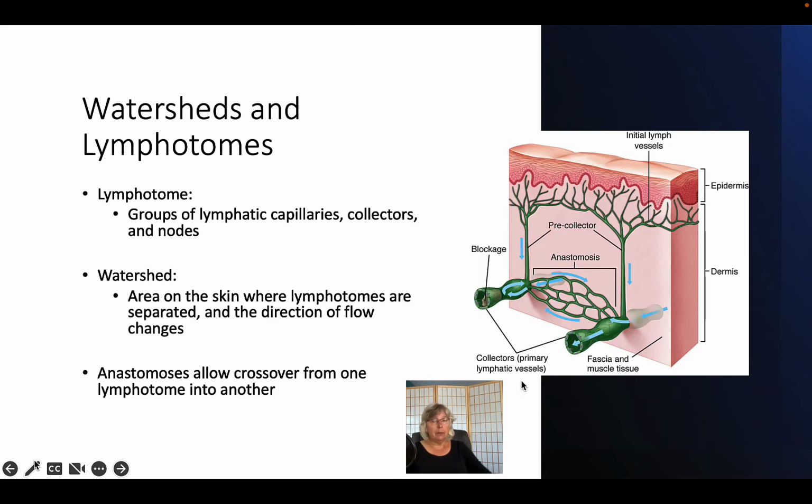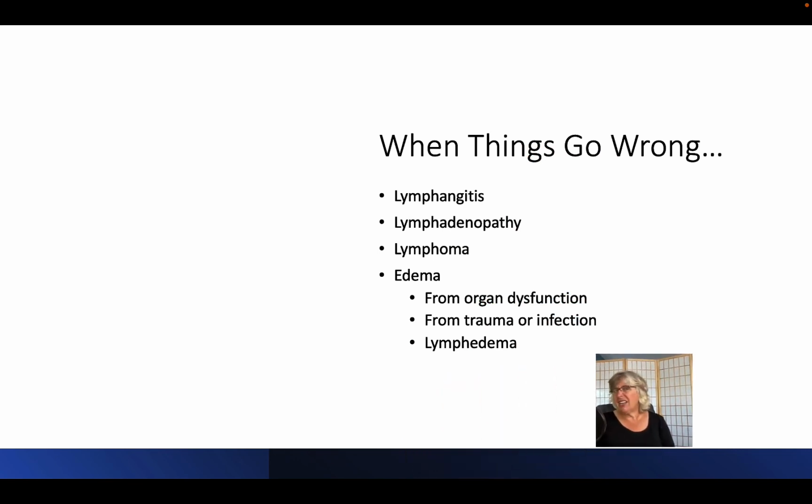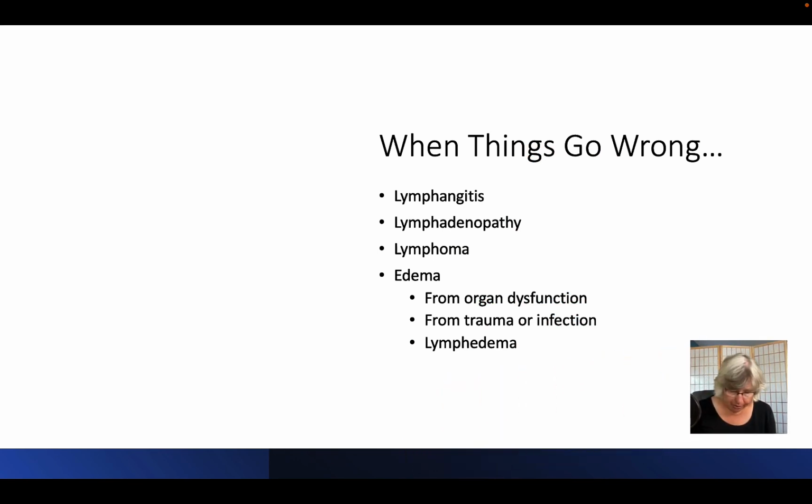And this is the basis behind lymphatic therapies, manual lymphatic drainage, lymph drainage technique: taking advantage of the fact that this is a system that allows some rerouting of fluid movement, using those anastomoses to do it. So I want to take just a couple of minutes to talk about what happens when things go wrong.